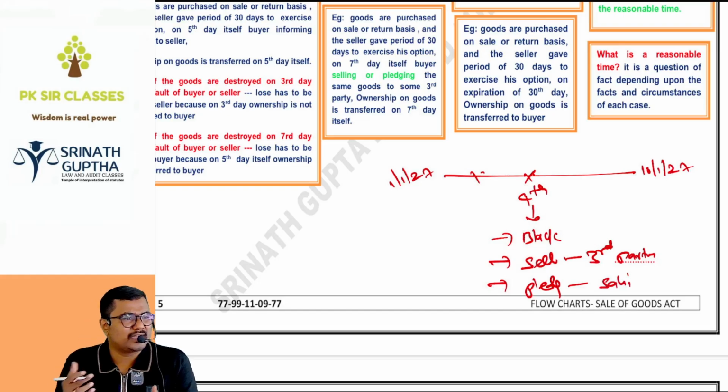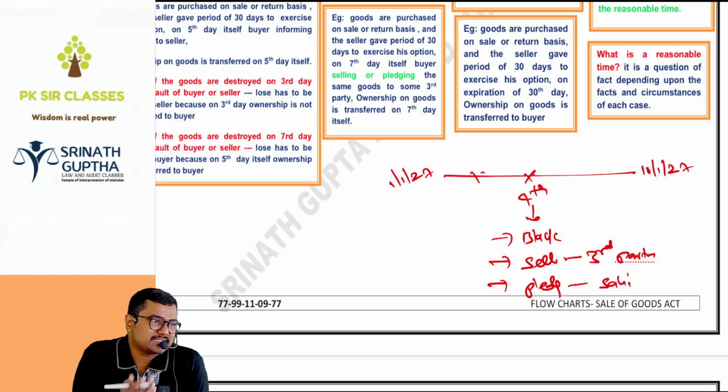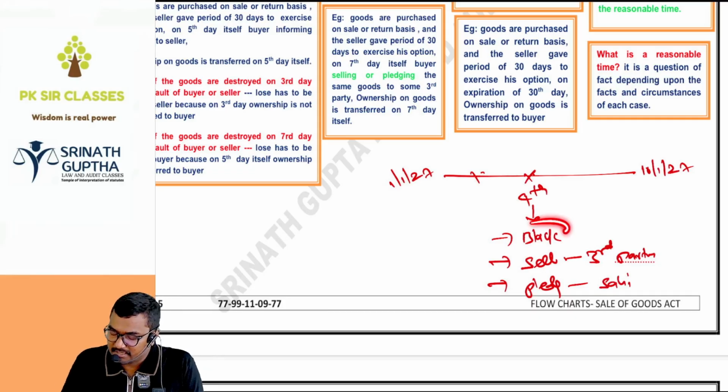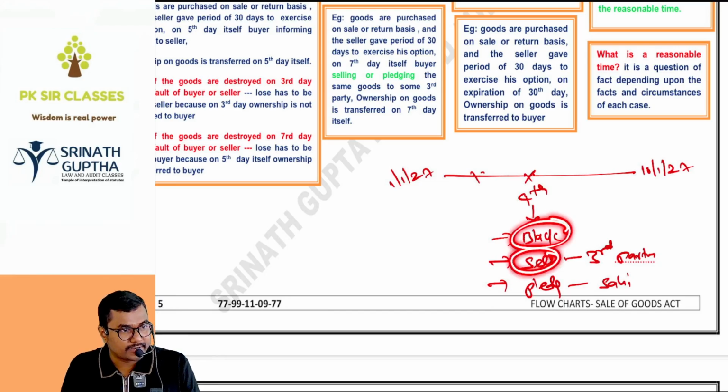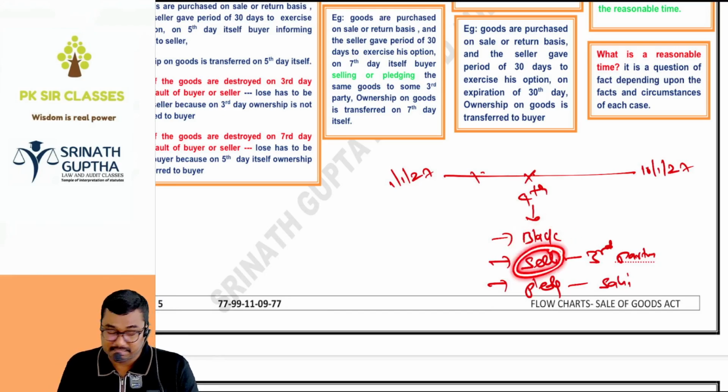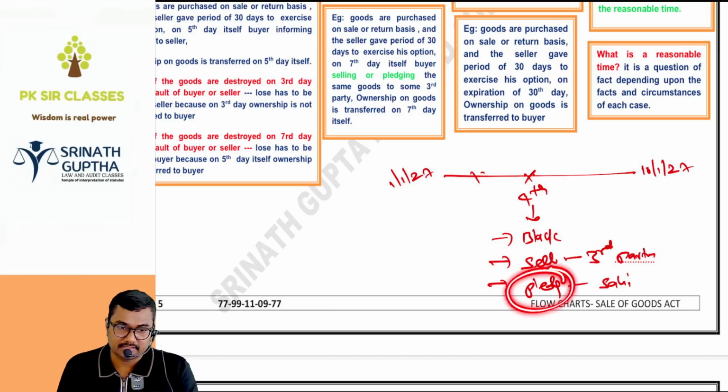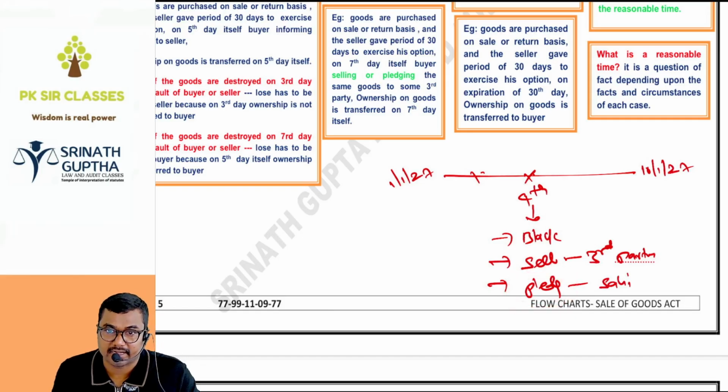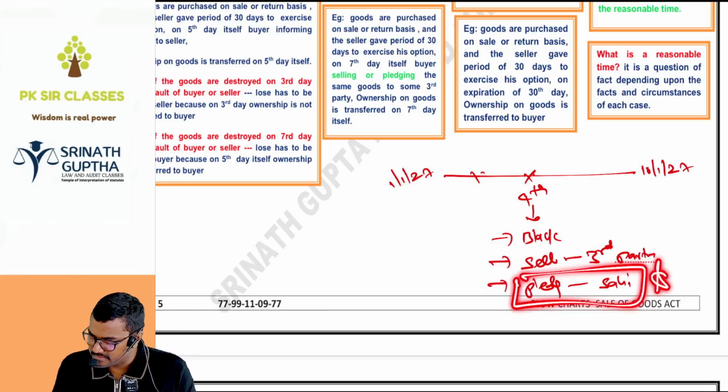Why is she doing all this? Why is she changing the color? Because she is accepting. Why is she selling to someone? Because she is accepting. Why is she pledging the goods? Because she is accepting. When she does anything which shows that she is accepting the goods, ownership will be transferred. On the fourth day, changing the color, changing the body shape, selling it to a third party and pledging with a third party: ownership will be transferred. This was asked so many times in the exam.